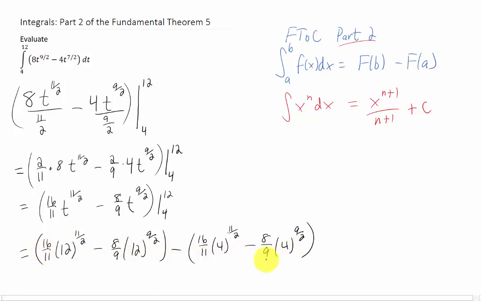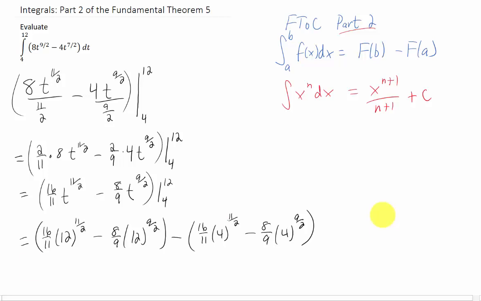And if you're entering this into the internet somewhere to try to figure out what this value is, it can be kind of tricky. So I think what I'm going to do is type up how this answer would need to be entered into some computer system. So I'm going to start with the big parenthesis on the outside. 16/11 is fine as it is.